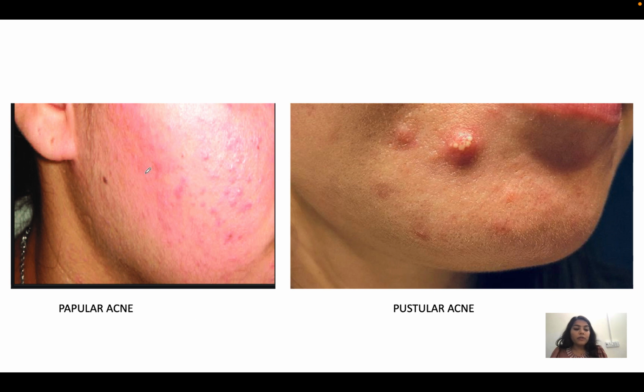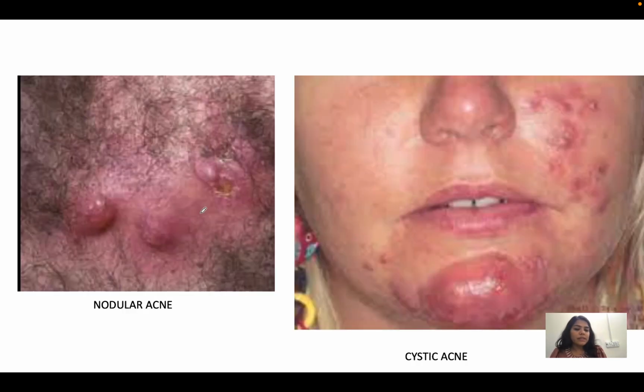This is an image of primarily papular acne. Of course, there are some comedones here and there, and some other lesions like scars, but it is primarily papular acne. The image here is an image of pustular acne. These are nodules which you can see. So this is a patient with grade 4 acne. You are seeing a cyst in the other image. So these are both grade 4 acne.